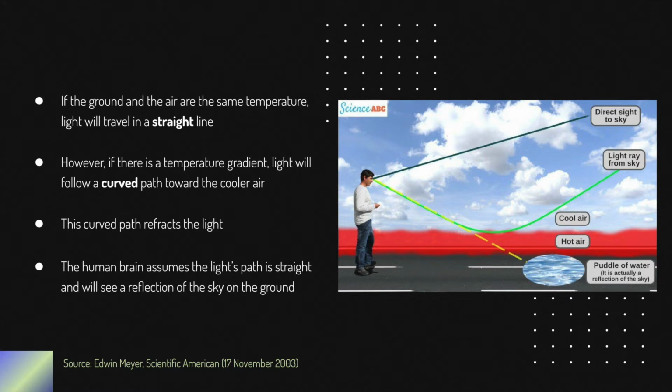Light usually travels in a straight line if the ground and the air are the same temperature. But if the ground is hot and the air is cool, as in the case of a mirage, there will be a temperature gradient, meaning the density of the air will affect the path that light travels on. Because of this temperature gradient, light will follow a curved path instead of a straight one. When the human brain observes this, it doesn't really understand that we're looking at refracted or bent light. We just assume we're looking at light following a straight path. Because of this, what we're interpreting as a pool of water is actually just a reflection of the light from the sky.